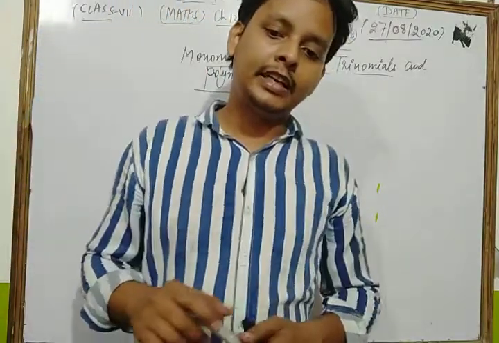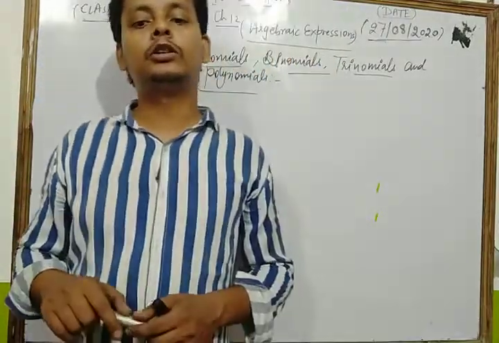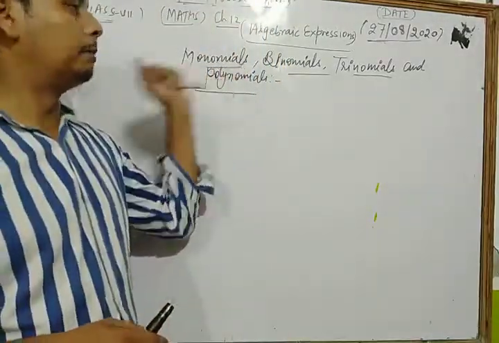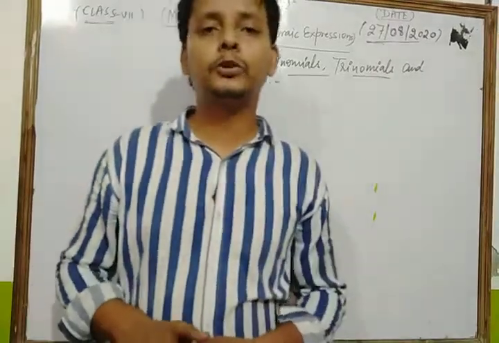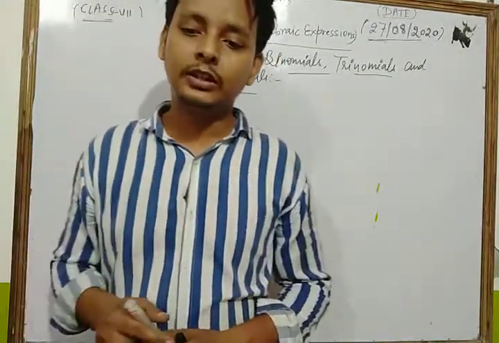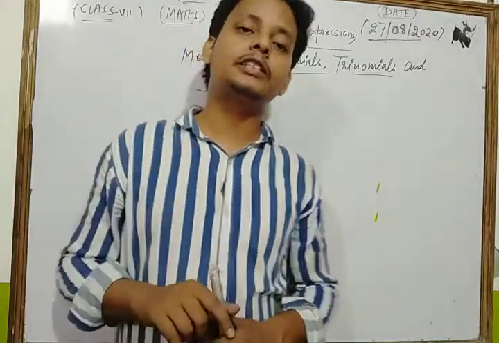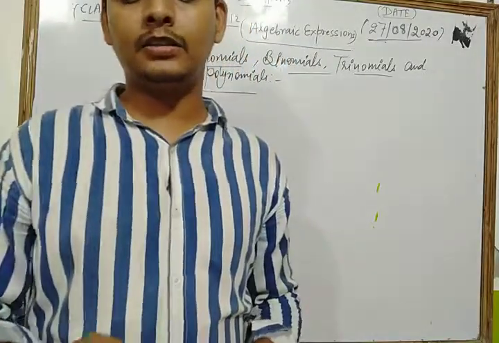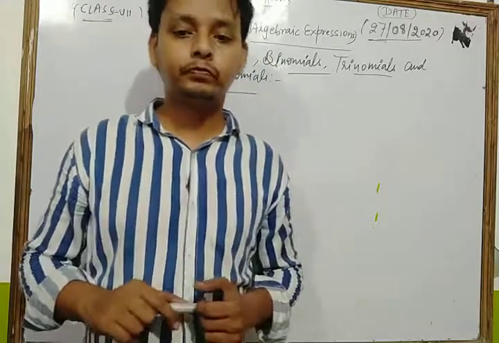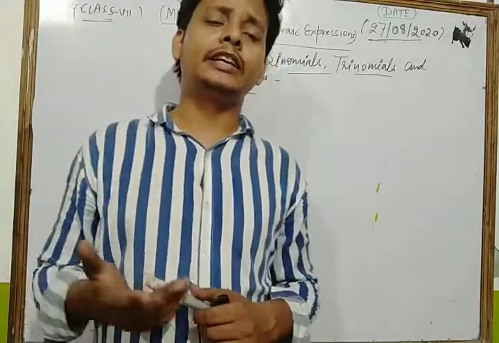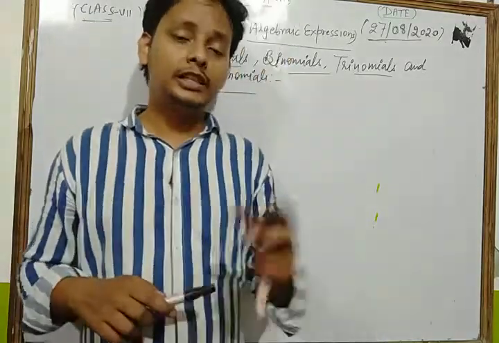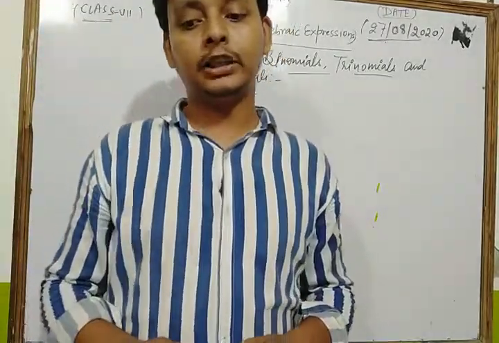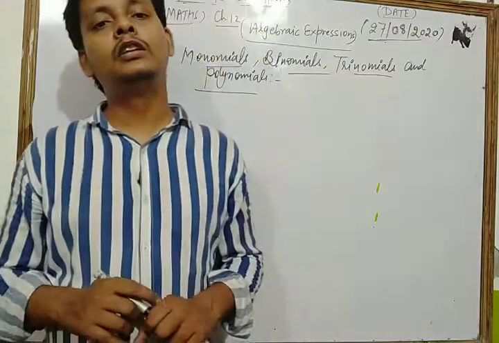If any algebraic expression contains only one term, then it is said to be a monomial. If any algebraic expression contains two unlike terms, then it is said to be a binomial. An expression which contains three unlike terms is said to be a trinomial. And in general, an expression with one or more terms is called a polynomial.